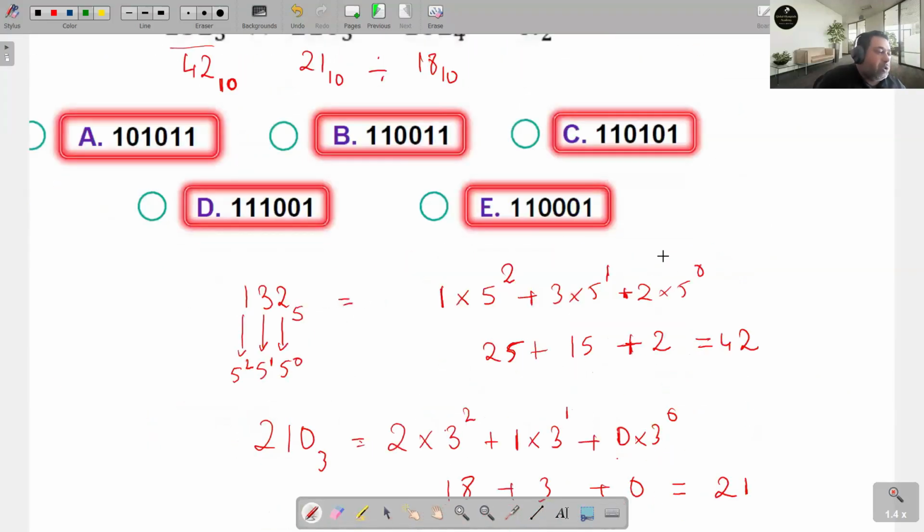So 110001 is option E, and that is the correct answer. I hope this one is clear. Let's move on to the next question.